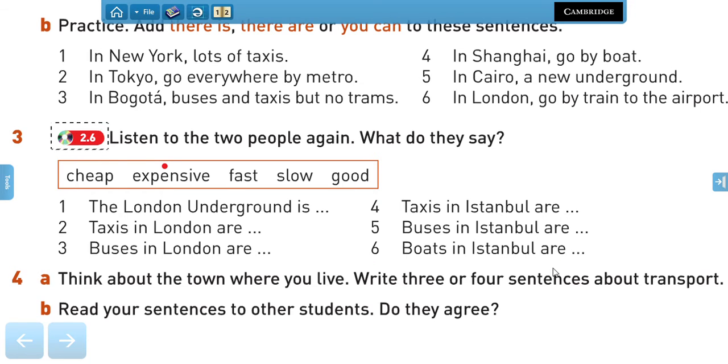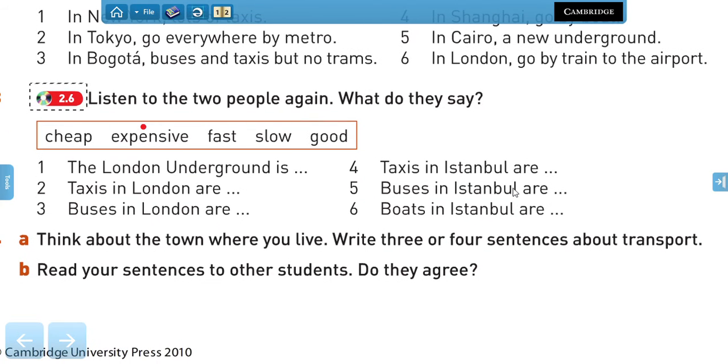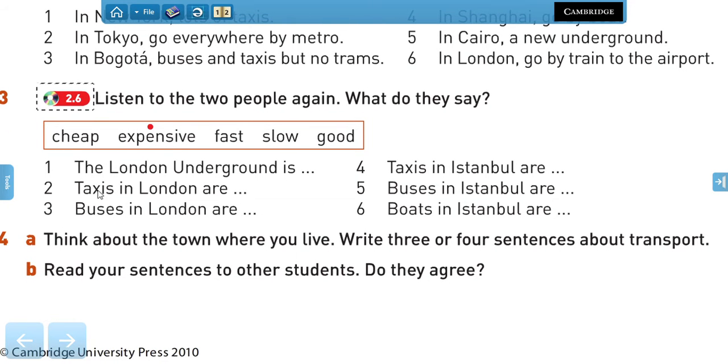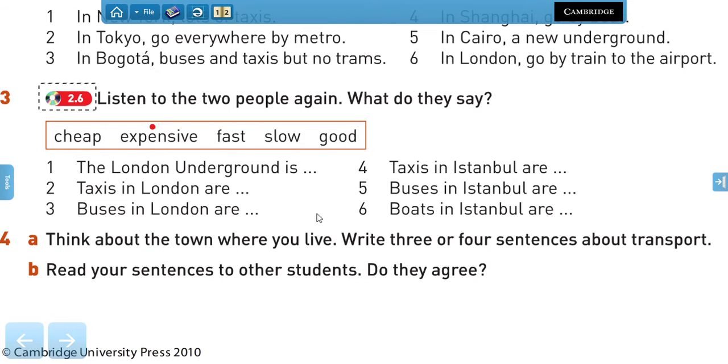Very good. Now think about the town where you live and try to write 3 or 4 sentences about transport. Maybe you can follow the same examples and use the words cheap, expensive, fast, slow, and good in general, right? You can show me your sentences next time we see each other at an online meeting.